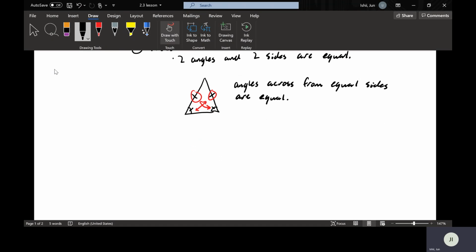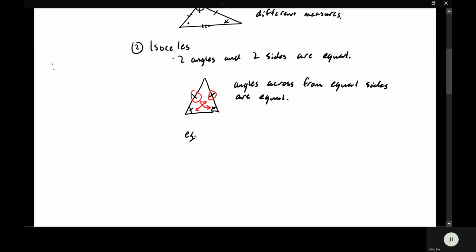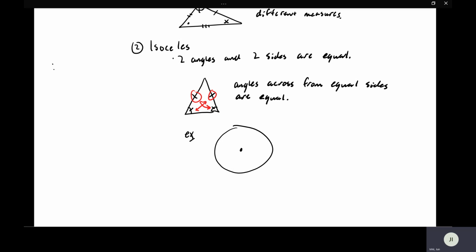Now, before I go on to the next type of triangle, what you're going to end up seeing in a lot of diagrams is a circle. You'll see at the center two lines being connected like this, and that will create a triangle. Let's say, for example, that this interior angle here looks like it's close to 90. Let's call it 80 degrees. And we want to figure out what this angle here is.